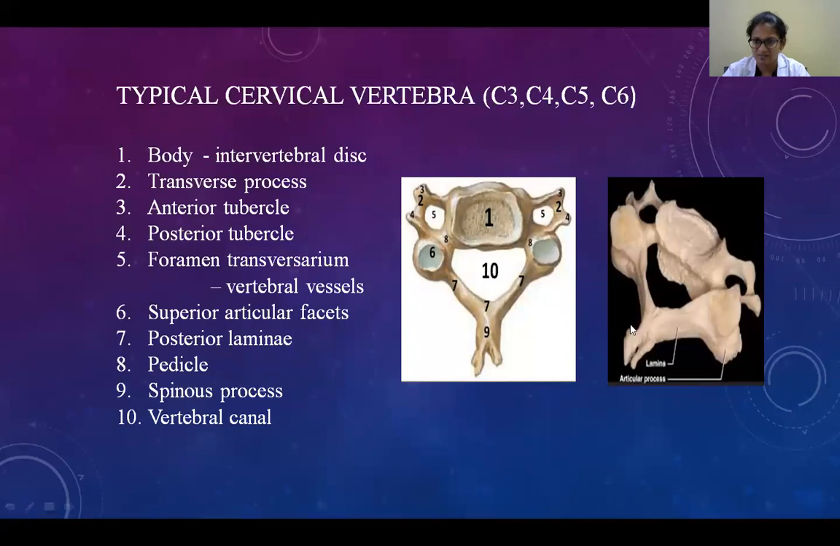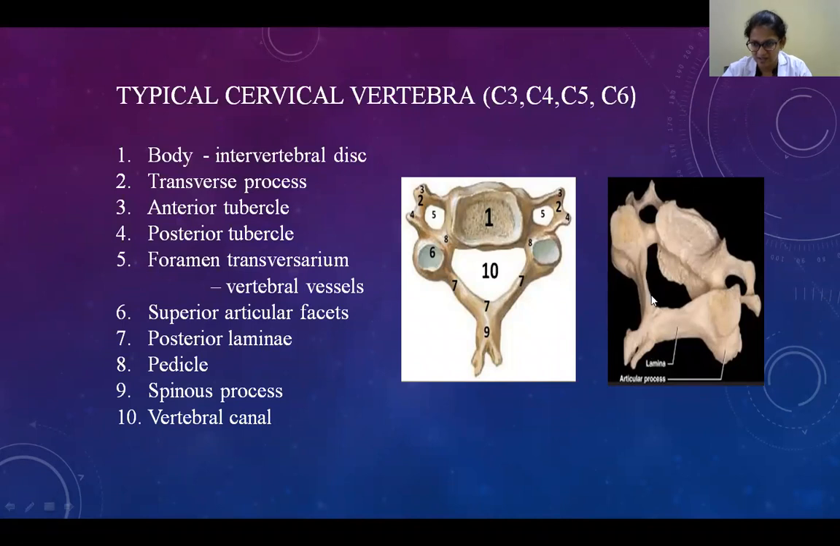These pedicles form a superior vertebral notch above, and this is the inferior vertebral notch below. This is the pedicle. The pedicle is nothing but a structure which passes backwards and laterally from the body, in between the upper and lower margins of the body. Above the pedicle is the upper vertebral notch, and below it is the lower vertebral notch.